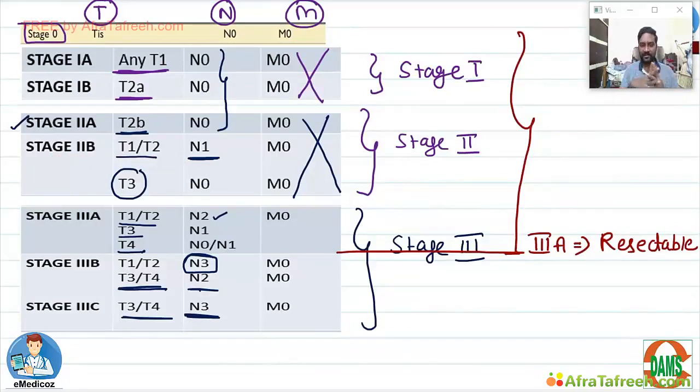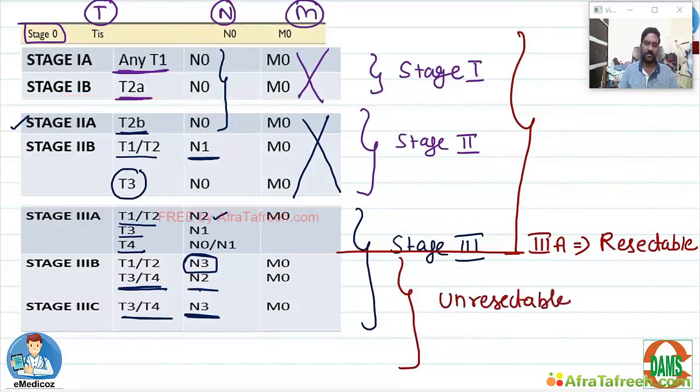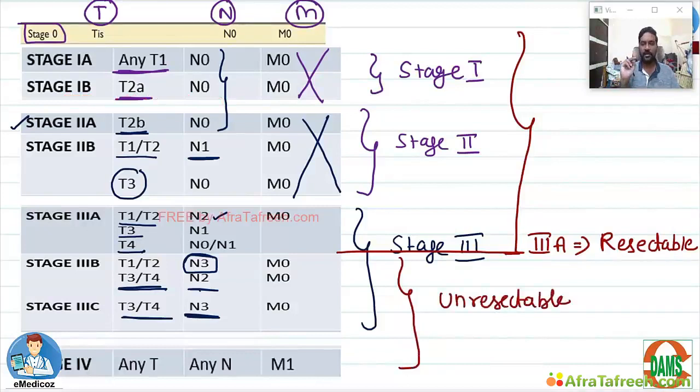So from stage 3B onwards, it is very difficult to do surgery because there can be extensive involvement. From stage 3B onwards, it is generally unresectable. Now stage 4. If there is metastasis, irrespective of the tumor, it is called stage 4.